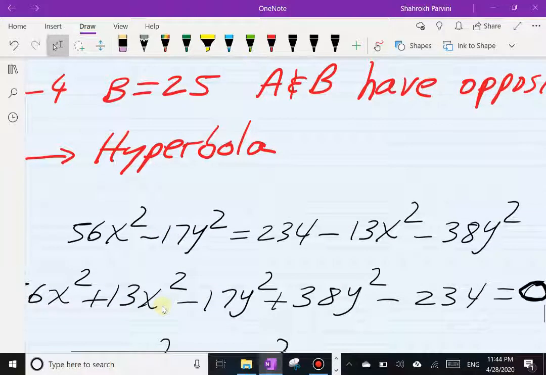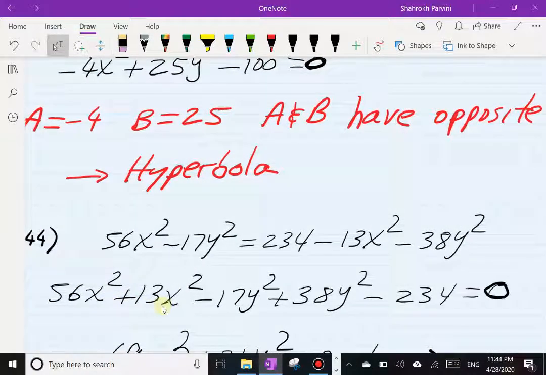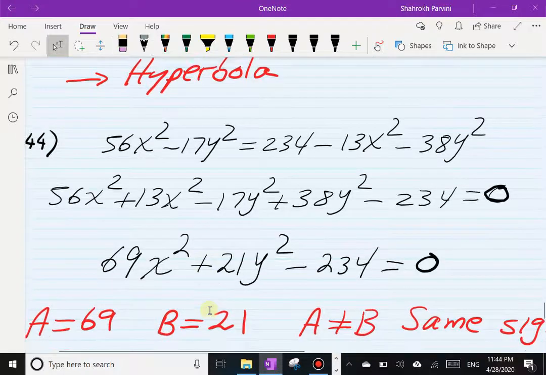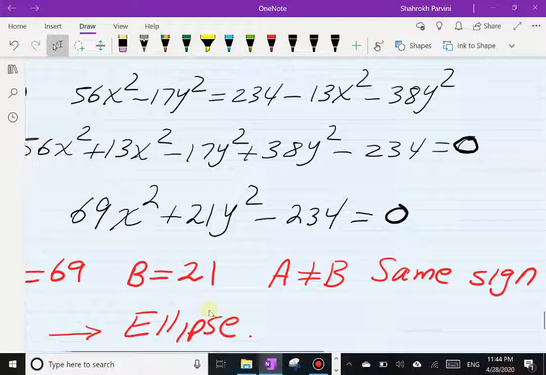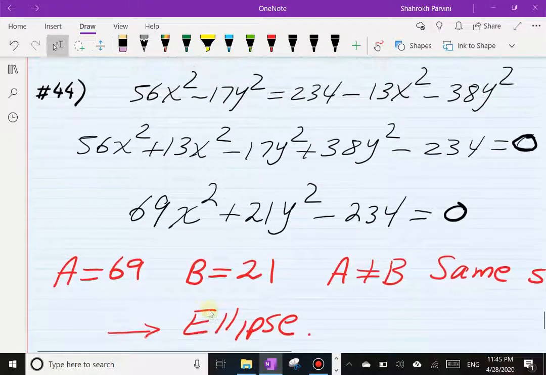So first, we're going to move everything to the other side, and I did here. So there you go. I moved these 3 terms to the left. And then combine like terms. Look at that now. See, they were opposite up here. Now they're the same sign. So same sign, but not equal. That was the definition of a hyperbola, right? No, that was an ellipse. As long as they have the same sign but they're not equal, then that would be the equation of an ellipse. And there you have it.